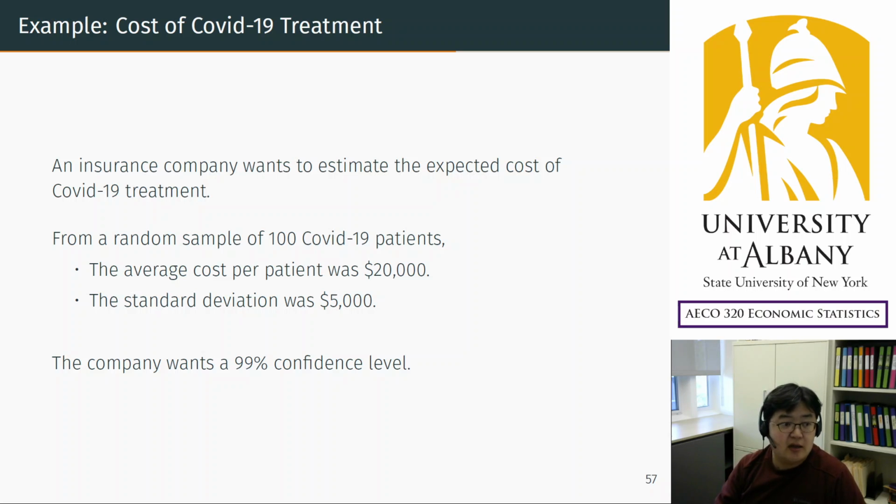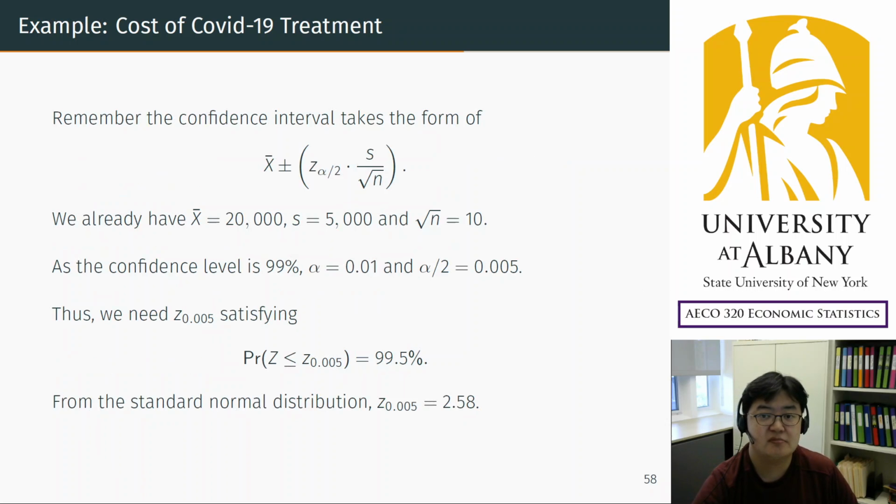Suppose that the company wants to be more accurate and would like to minimize the error probability to 1%, so it wants a confidence interval with 99% confidence level. Let's see how we can do it. First, we know the formula, which is pretty simple. Let's have a look at each term, each component.